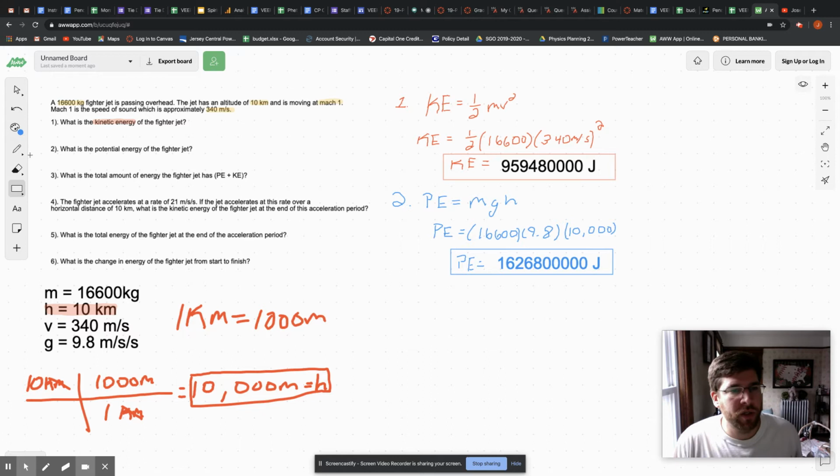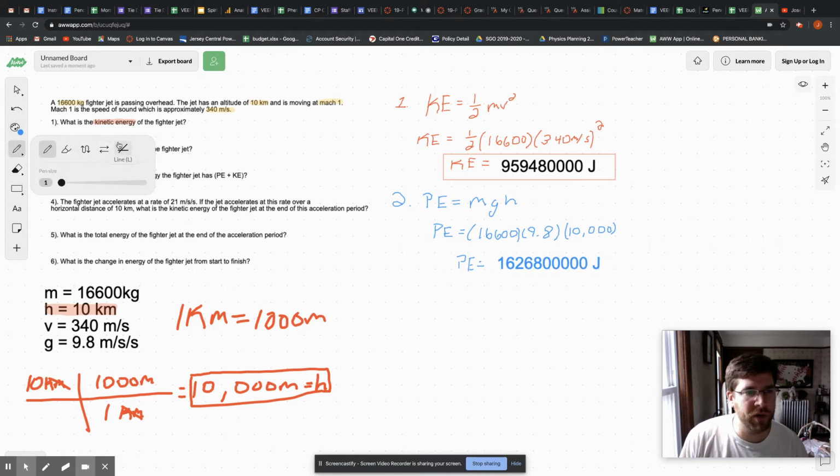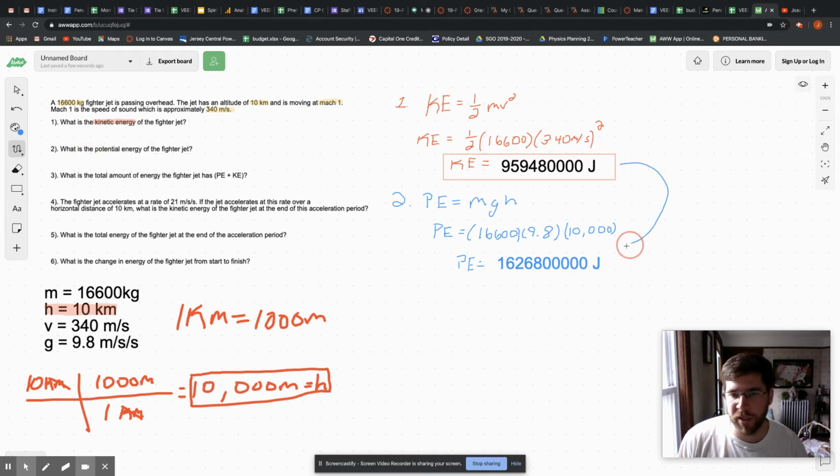All right, look at number 3. This one's pretty straightforward. All that it wants to know is what is the total amount of energy of the fighter jet. So all you're going to do here is take your kinetic energy and your potential energy. You're going to add those two together.